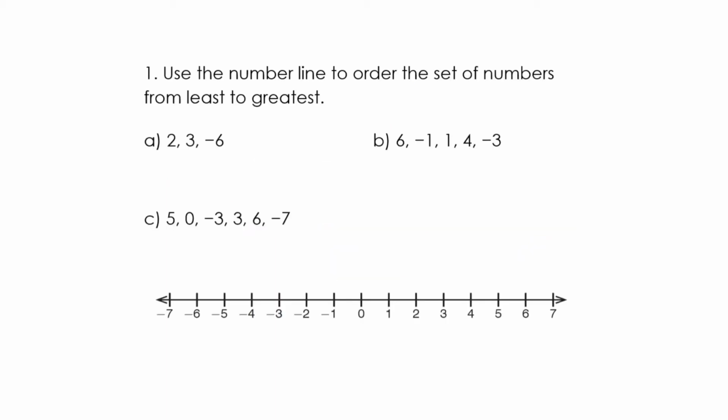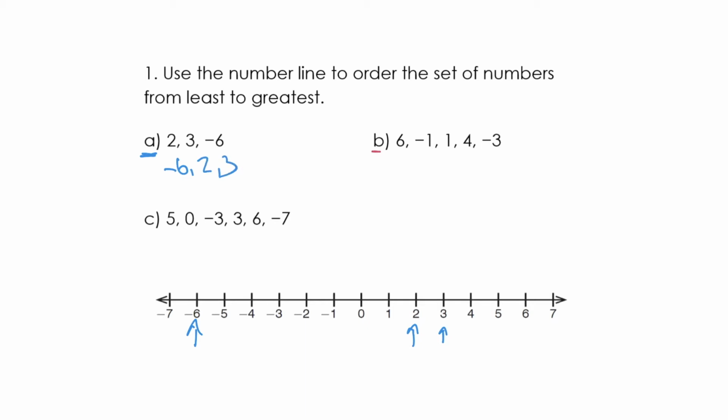Use the number line to order the set of numbers. So I will color code them. So 2, from least to greatest. So negative 6 is the smallest number. Then it's 2 or 3. Well, 2 and 3.